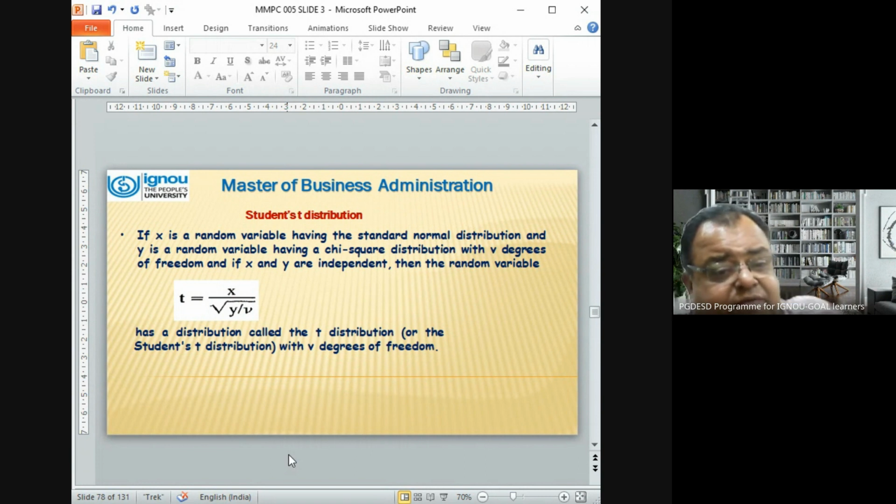Now, if X is a random variable having the standard normal distribution and Y is a random variable having a chi-square distribution with nu degrees of freedom, and if X and Y are independent, then the random variable T is equal to X upon under root of Y by nu, which has a distribution called the T distribution or student's T distribution with nu degrees of freedom. The chi-square test will come at the last.